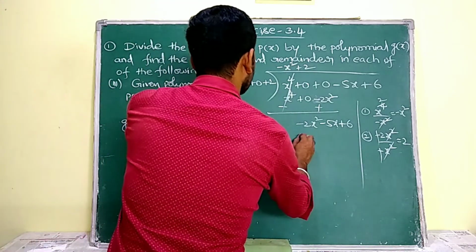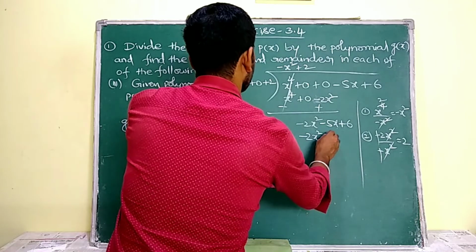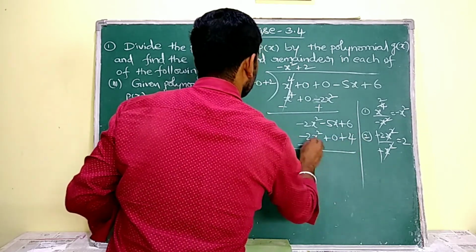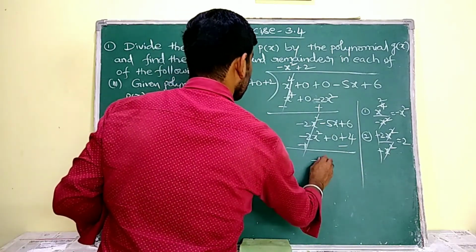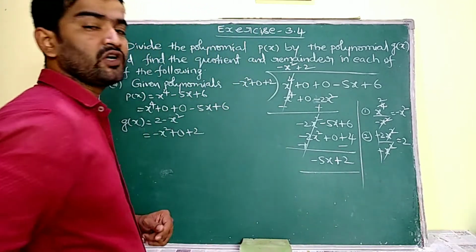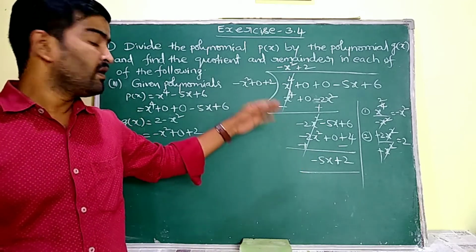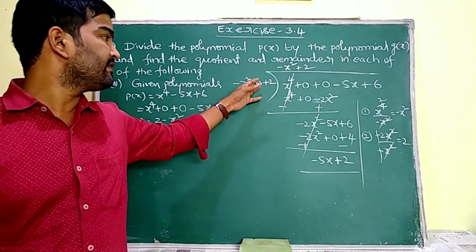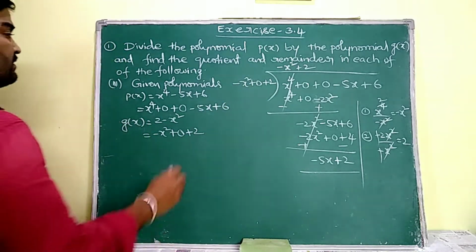Then plus 2 into minus x square is minus 2x square. Plus 2 into 0 is 0. Plus 2 into 2 is plus 4. So I have to change the signs. Here these two are going to cancel. Here minus 5x plus 2 is the remainder. Here I have to stop doing the division because the degree of the remainder is 1, less than the degree of the divisor. Now here the degree of the divisor is 2. So here you have to stop doing the division.